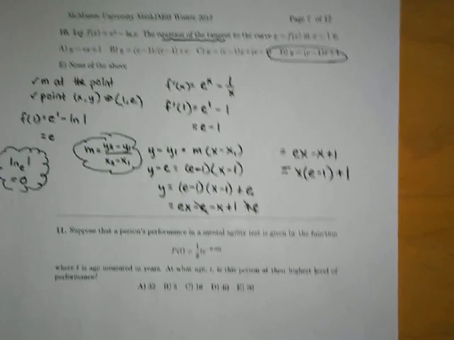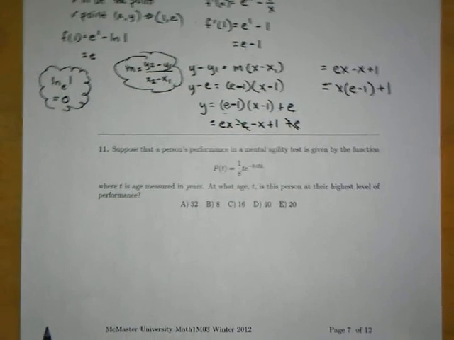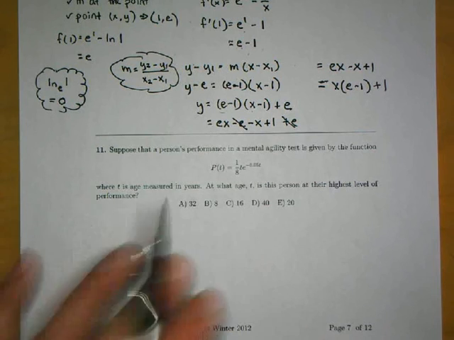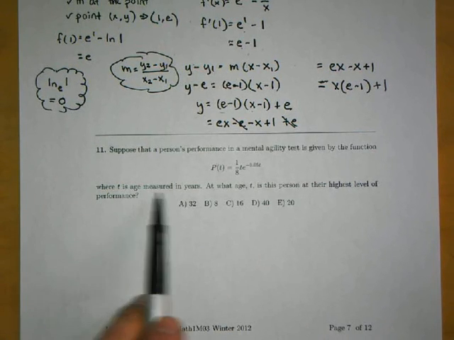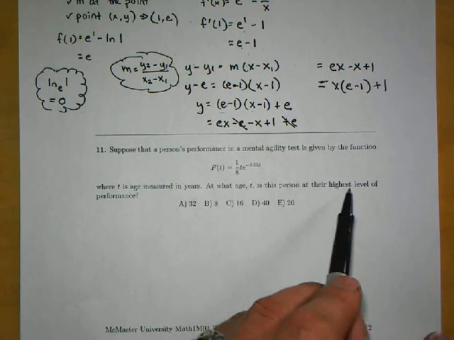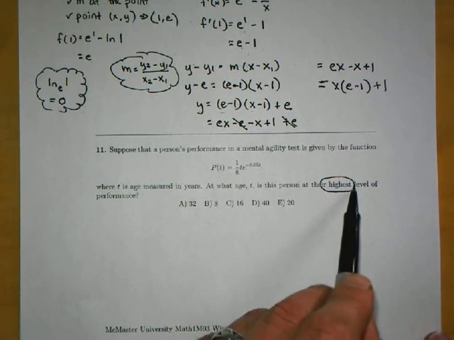All right. Let's finish up with number 11 here, and then I'll post this one. Suppose that a person's performance in an agility test is this, where t is measured in years. At what age t, so we're going to be solving for t, is the person at their highest, and that's a key word, highest level of performance.